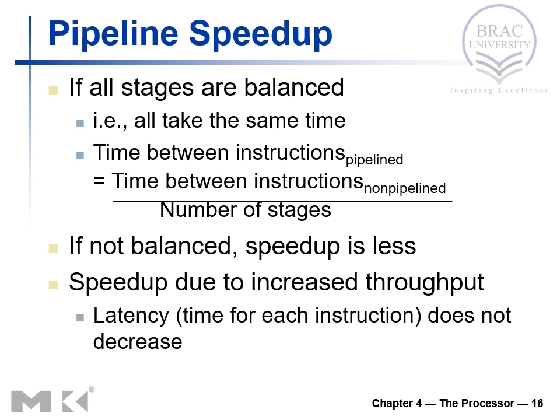So the speed up, if all stages are balanced, that means if all stages take a similar amount of time and there are no issues associated with the stages, then the time between instructions in the pipeline equals the time between instructions in the non-pipeline, that is, a single cycle data path, over the number of stages. If not balanced, speed up is less. That is a different issue. Speed up is due to increased throughput. Okay.